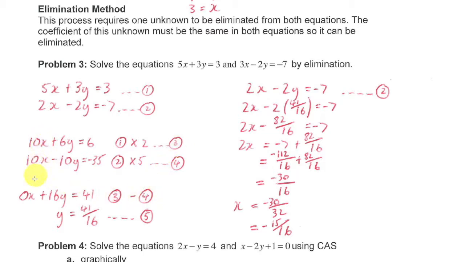10x take away 10x is 0x. 6y take away negative 10y becomes positive 16y. And 6 take away negative 35 becomes positive 41. Divide both sides by 16 and I end up with y equaling 41 on 16.